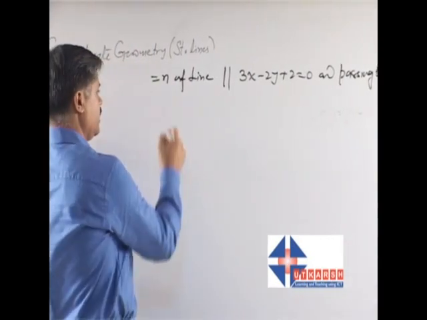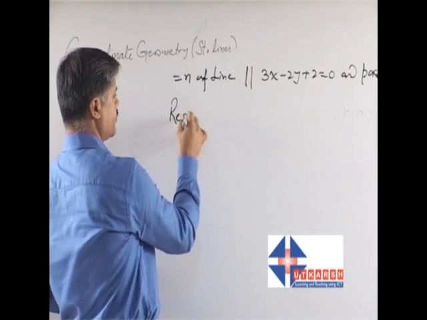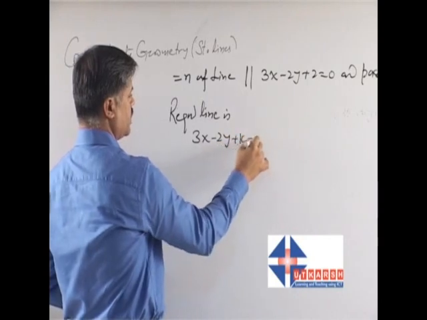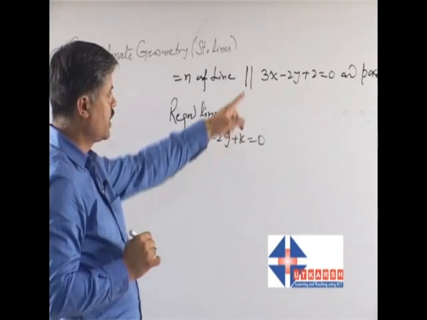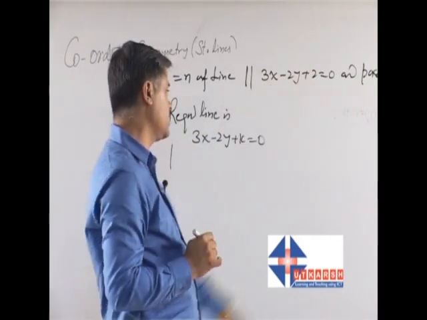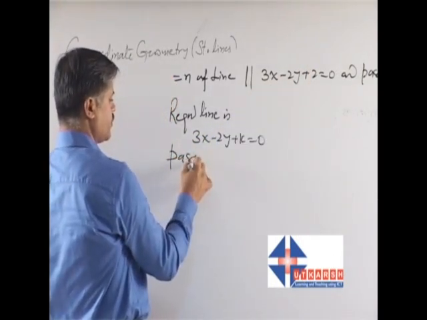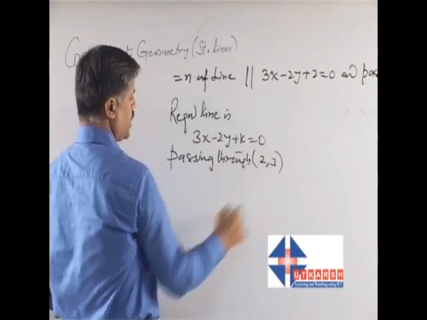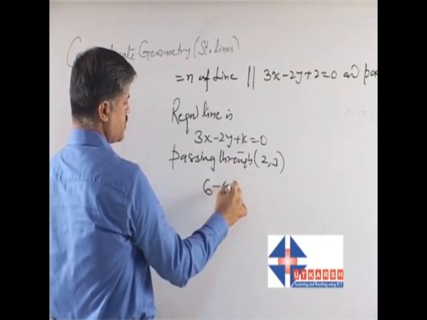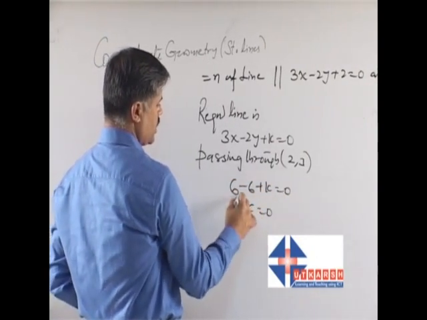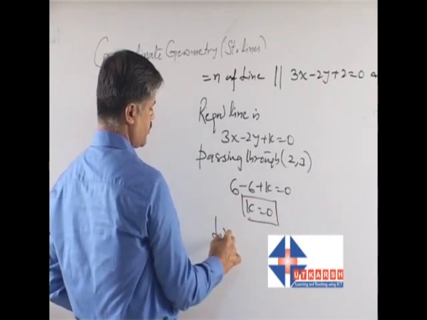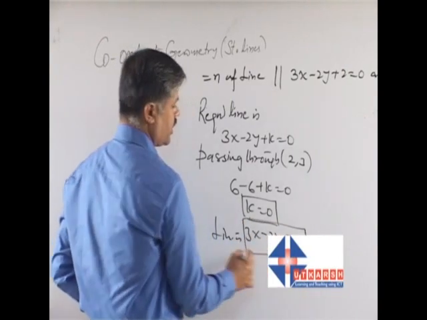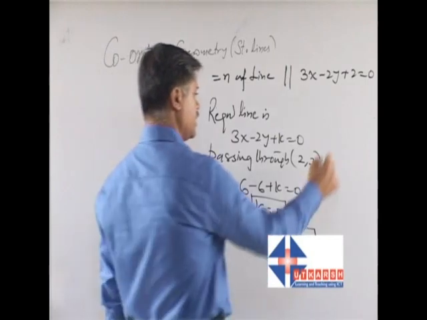Now the method will be, the required line is 3x minus 2y plus k is equal to 0. As I just told you, any line parallel will be ax plus by plus k is equal to 0. Passing through 2, 3, so this will be 6 minus 6 plus k is equal to 0, means k is equal to 0. Okay, so the line is 3x minus 2y is equal to 0. This is the required line. Okay, now you can use another method also.